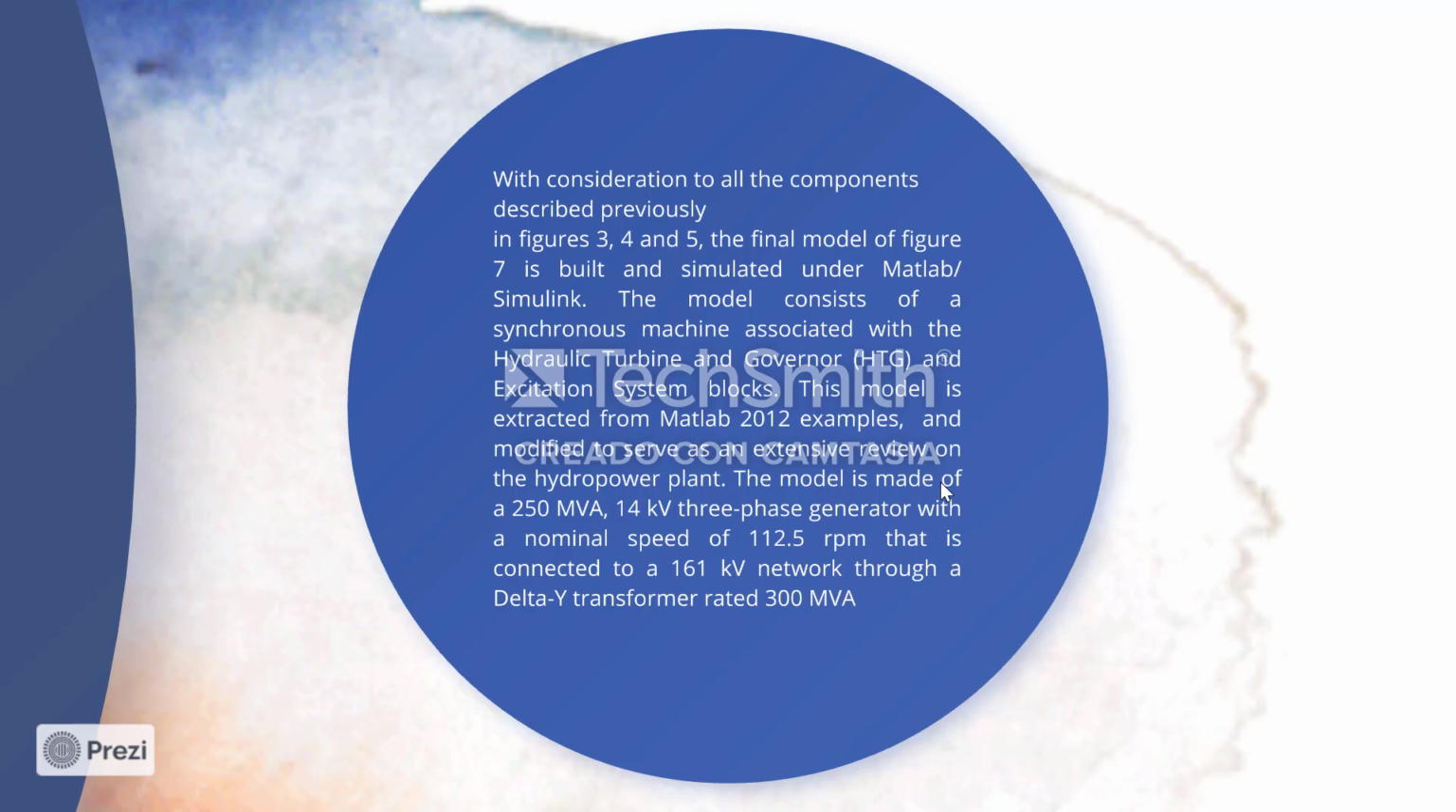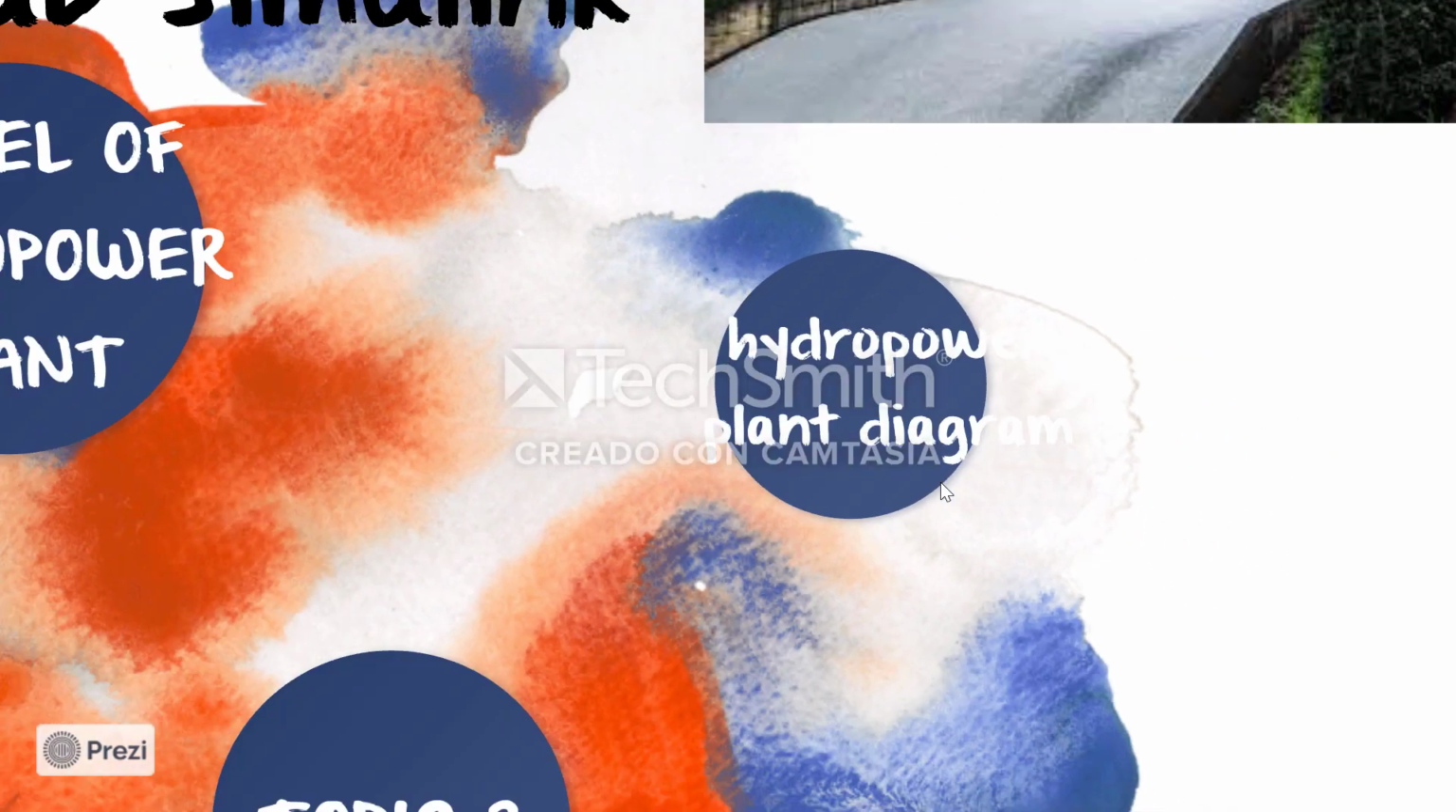The model is made of a 250 MVA, 14 kV, 3-phase generator with a nominal speed of 112.5 RPM that is connected to a 161 kV network through a delta-wye transformer rated 300 MVA.